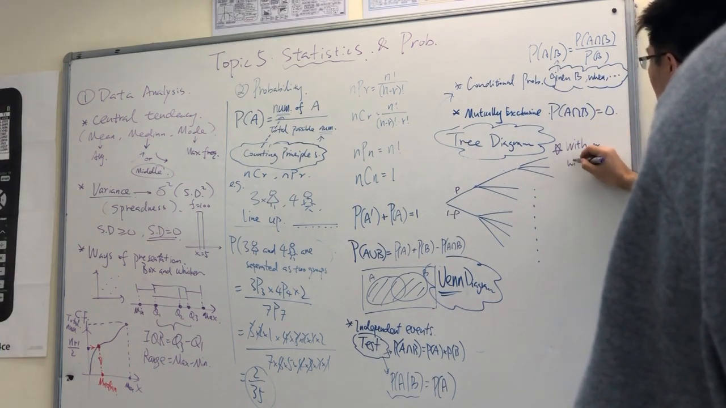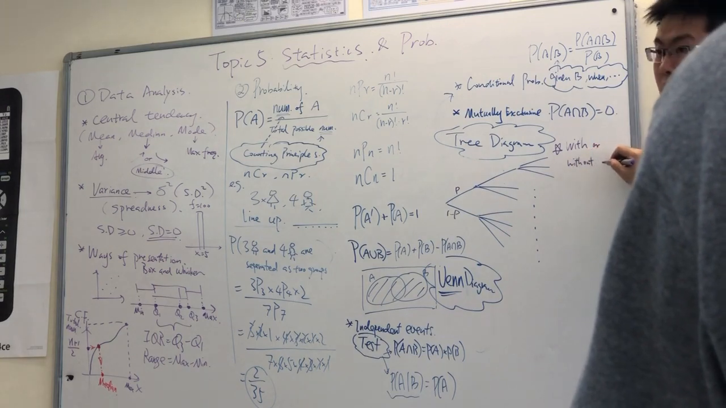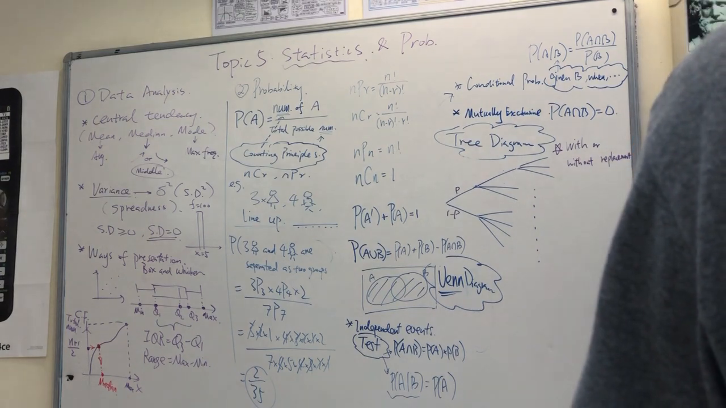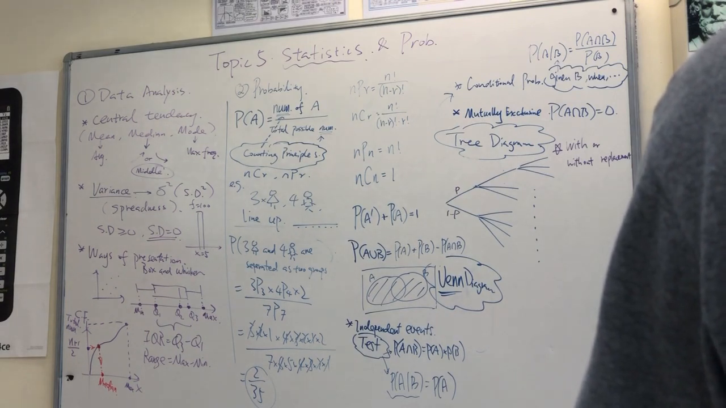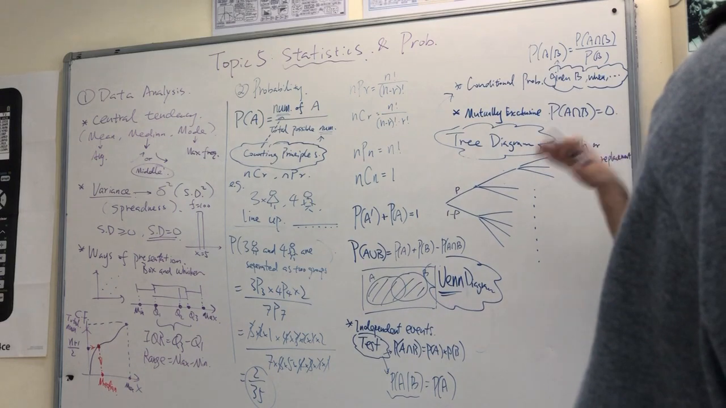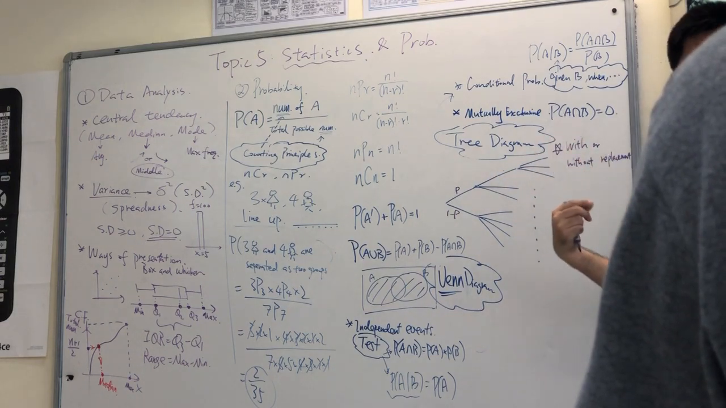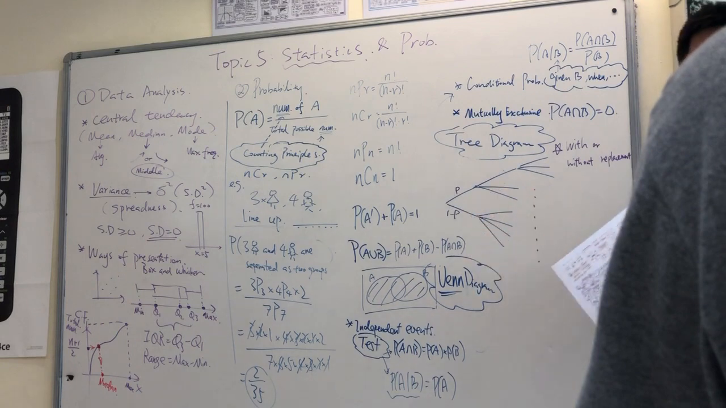And then for tree diagram, just need to pay special attention to whether it's with or without replacement. Remember those types of questions? If you pick out something and you don't put it back, then the denominator for every step will decrease by 1, because the total number of possible outcomes decreases by 1.